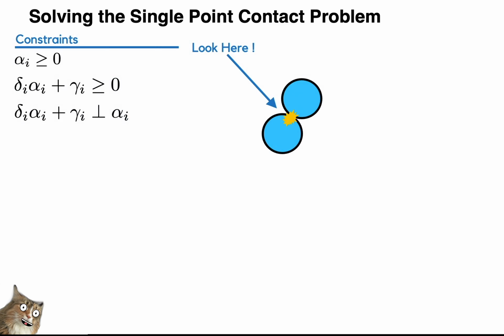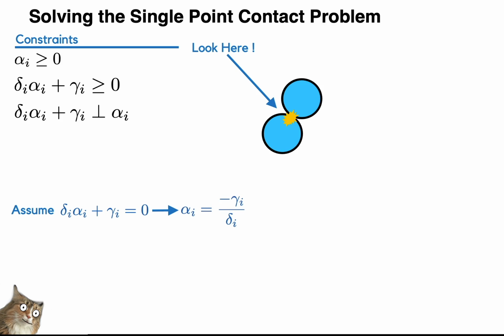So how do we solve this single point contact problem? On the face of it, these look like tricky constraints to satisfy, even though they are linear. Well, let's just take a guess. Let's start by assuming that delta sub I times alpha sub I plus gamma sub I is equal to 0. If this is true, then alpha sub I is allowed to be a non-zero value, and that's due to our complementarity constraint. So using this assumption, we can solve for alpha.